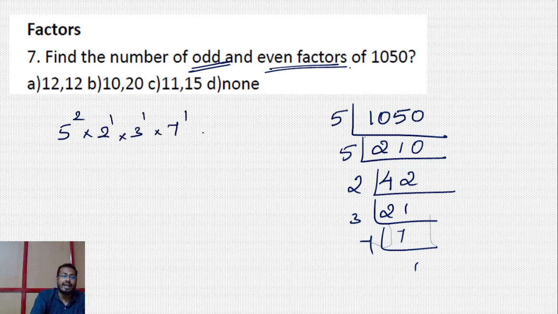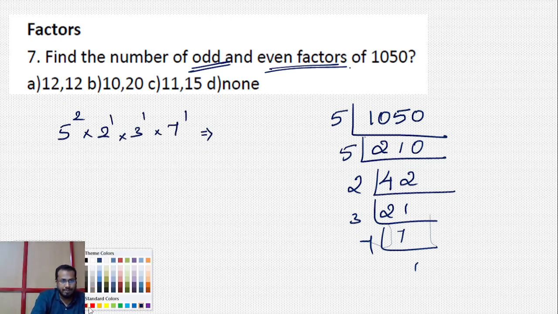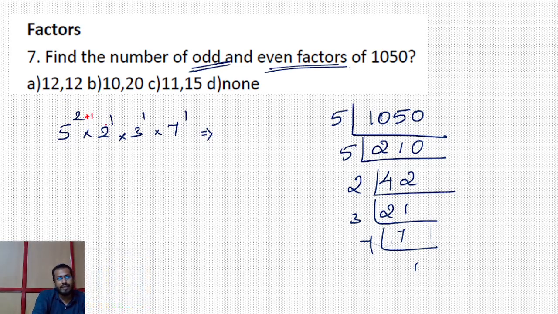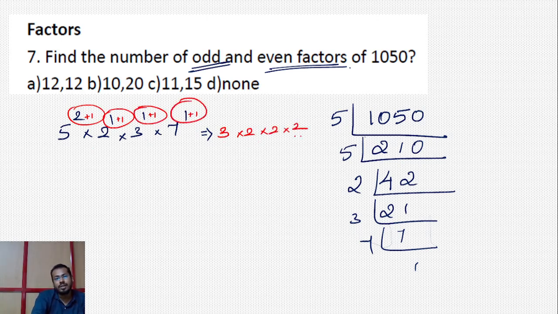So how to find the number of factors? For the number of factors we need to add 1 to each power and multiply the numbers. So 2 plus 1 is 3, into 1 plus 1 is 2, into 1 plus 1 is 2, into 1 plus 1 is 2. So 4 2s are 8. 8 into 3 is 24. So 24 is the total number of factors.